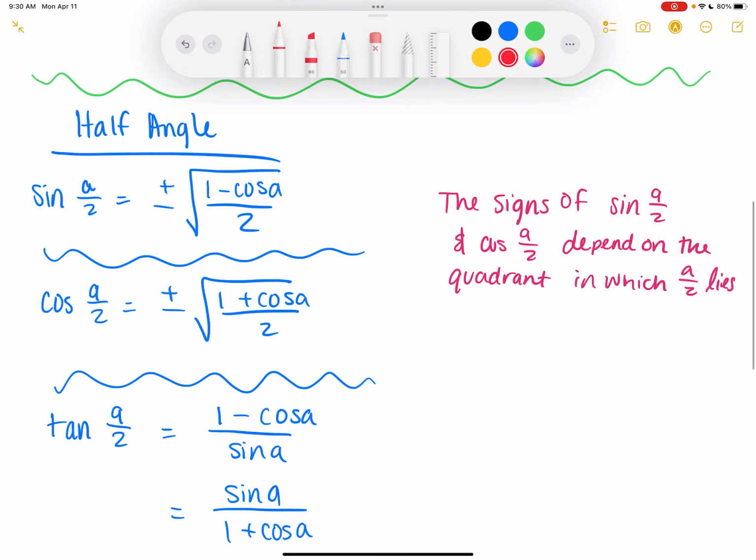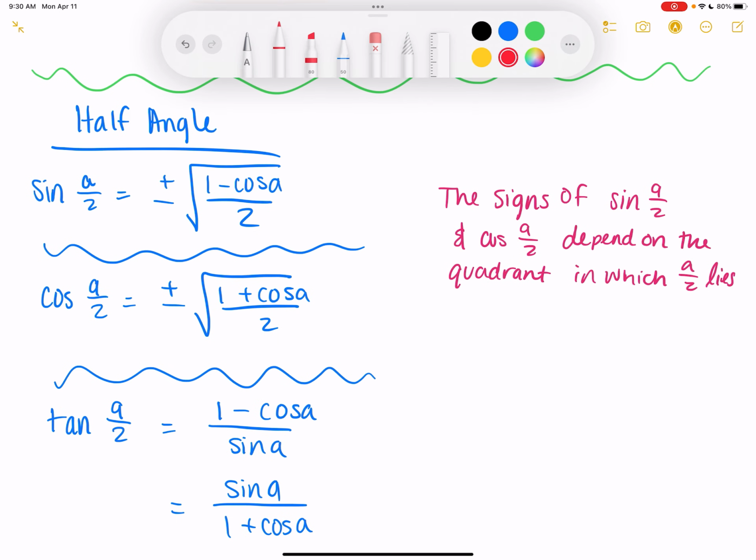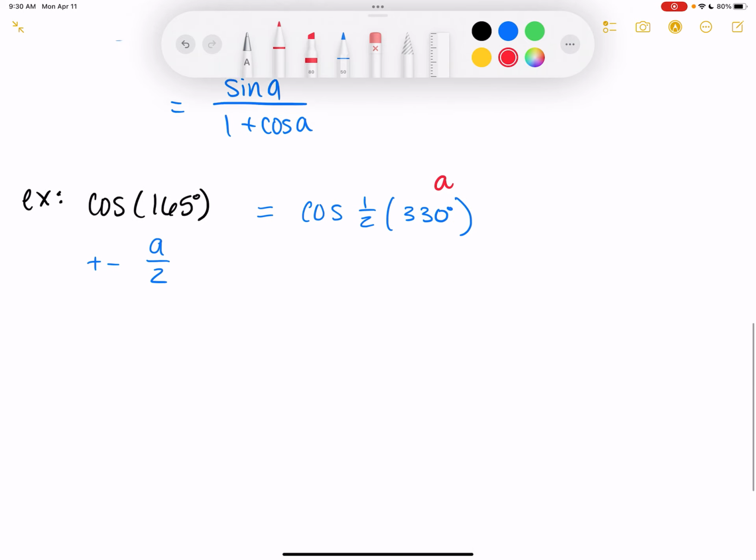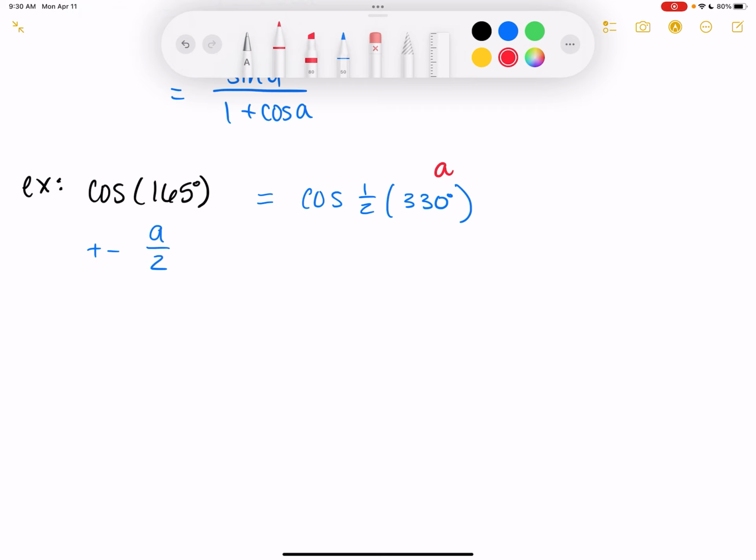Now, just to go back, the quadrant where A over 2 is, is the sign that we're looking for. So I'm dealing with the cosine of A over 2, which is 165. So where would that fall? And would it be positive or negative? I want this value. Is this value positive or negative? Because where does it fall? Quadrant 2. So is it positive or negative, cosine value? Oh, negative. So I'm going to choose the negative one.